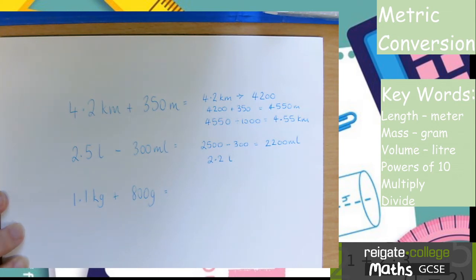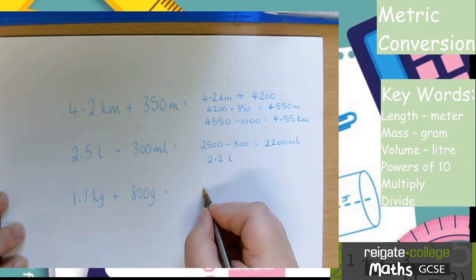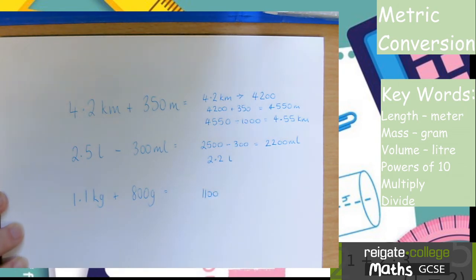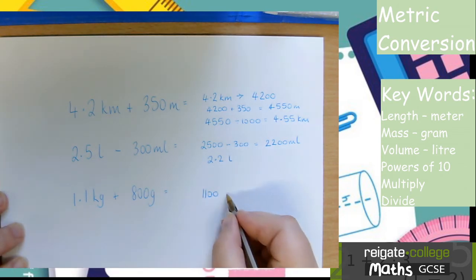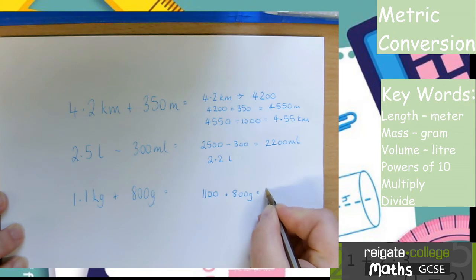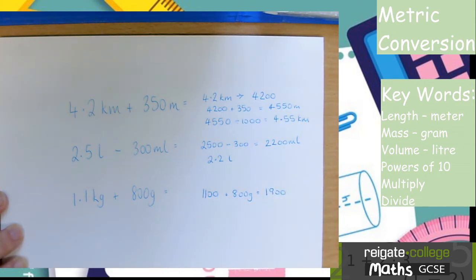My last calculation is of mass. I have 1.1 kilograms, which I'm going to convert to 1,100 grams. I can then add 800 grams, giving a total of 1,900 grams, which I can then convert back to 1.9 kilograms.